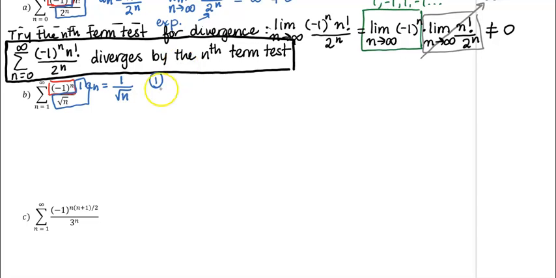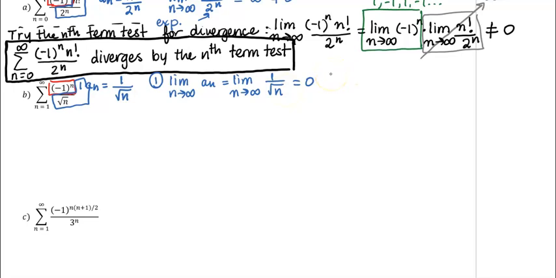So now I'm going to check the two conditions for the alternating series test. Does the limit as n approaches infinity of a sub n equal 0? It does, because the limit as n approaches infinity of this rational expression has an answer of 0 since the degree of the denominator is greater.